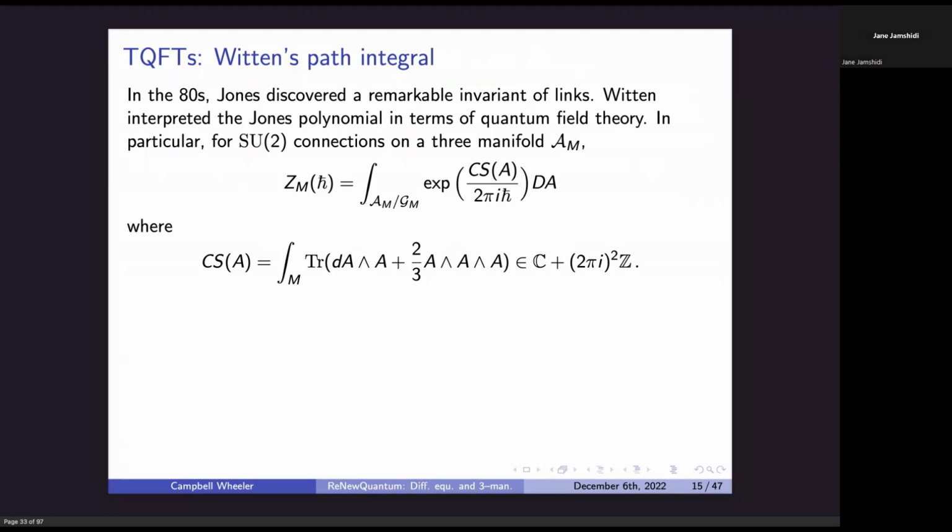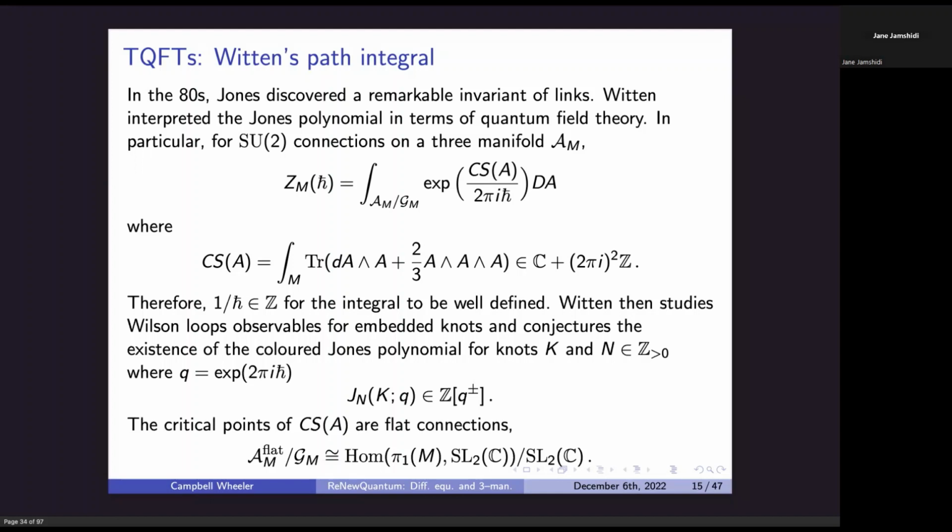In particular, Witten wanted to consider a formal integral of this sort, where we integrate over SU2 connections on our 3-manifold, and we take an exponential integral weighted by this Chern-Simons functional. For one of these connections, if I view A as a connection 1-form, I take this particular combination, I take a trace, and I integrate over the manifold. This gives me a functional on connections, and then I integrate over the space of connections modulo gauge.